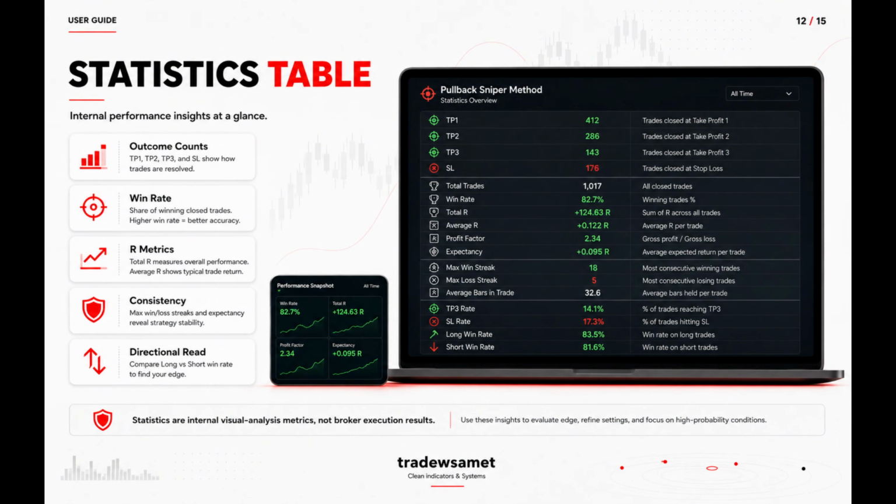This information can help you evaluate whether the current settings are producing cleaner behavior on your selected market and time frame. But remember, these numbers are calculated by the indicator's internal visual model. They are not official broker performance results. Use them as a guide for analysis, not as proof of future profitability. The table is there to help you measure, compare, and improve.